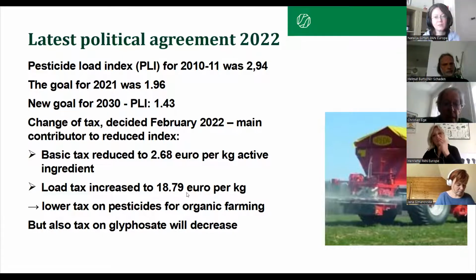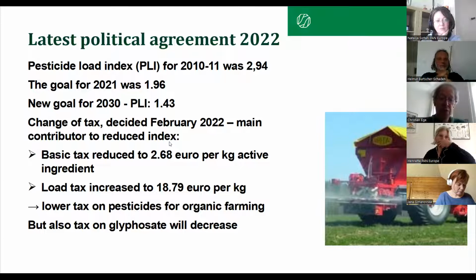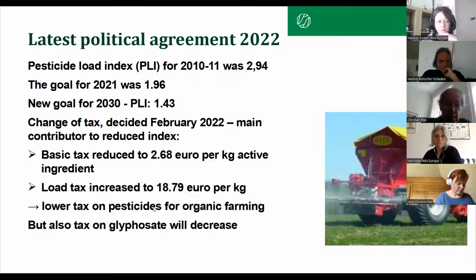What we've seen with this pesticide load index is that in 2010 to 11, the value was 2.94, and then it was reduced in 2022 to 1.96, and now in the latest political agreement from February this year, a new goal for the PLI was adopted on 1.43 in 2030.